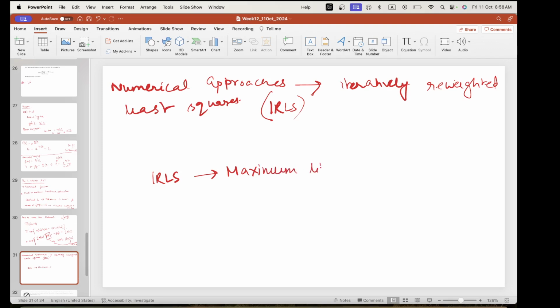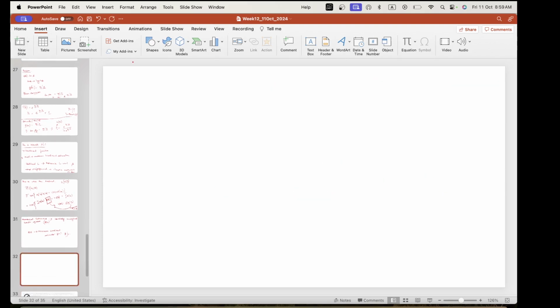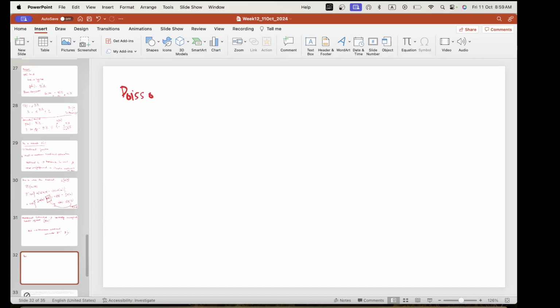So IRLS will give us the maximum likelihood estimator for betas. Okay, so you understand where the betas are getting incorporated. So let's say we take an example of the Poisson distribution. u1, u2, un come from Poisson lambda.